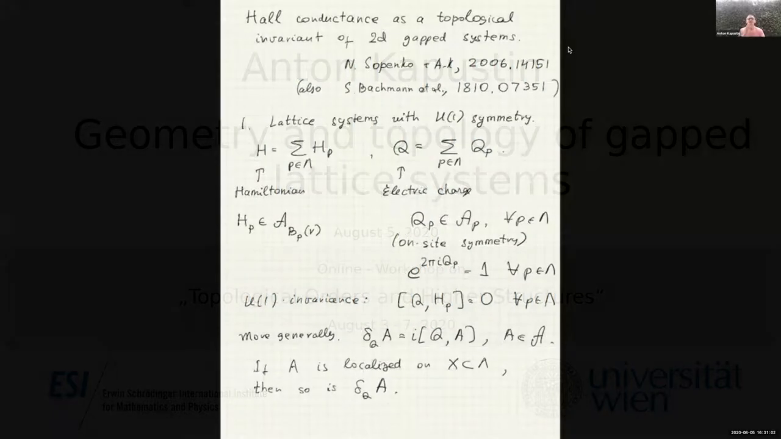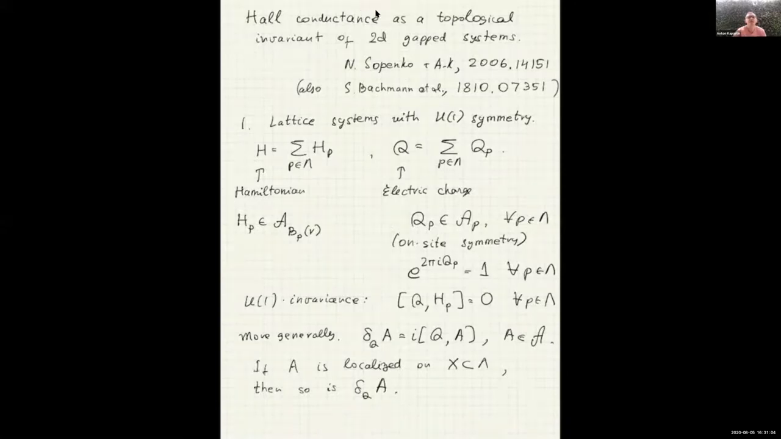So today I would like to discuss another application of the same methods, well, similar methods to those I've been describing so far. And specifically, I want to discuss how to define Hall conductance as a topological invariant of 2D gapped systems, in the sense that it's an invariant of a phase.